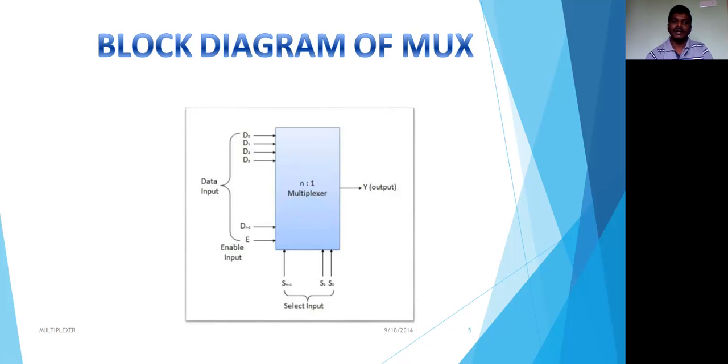So in simple words, the basic function of a mux is to select any one of the input lines and send it to the output depending upon the inputs on the select lines or the control lines. So it is very simple. It will select any one of the inputs and send it to the output. Which input is selected depends on the values on the select lines.